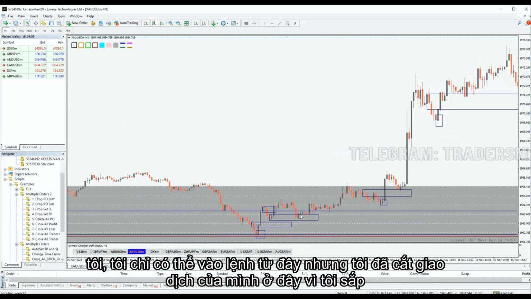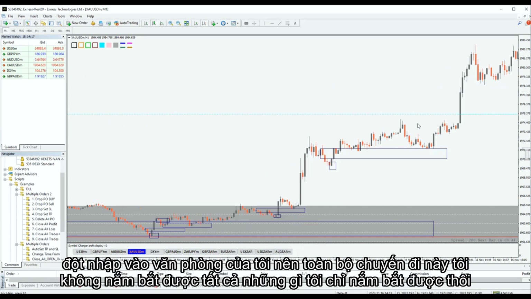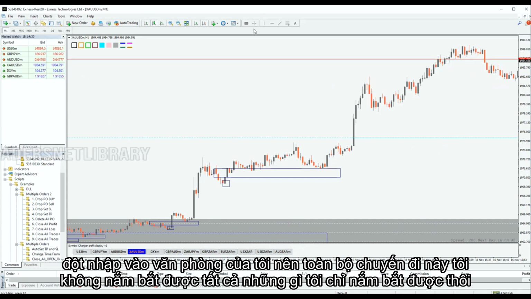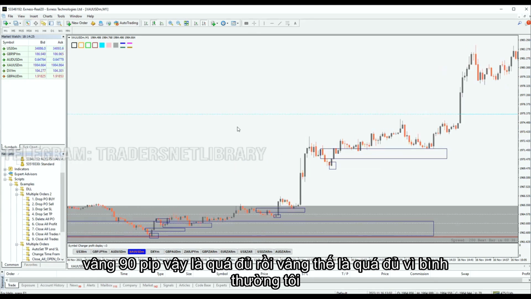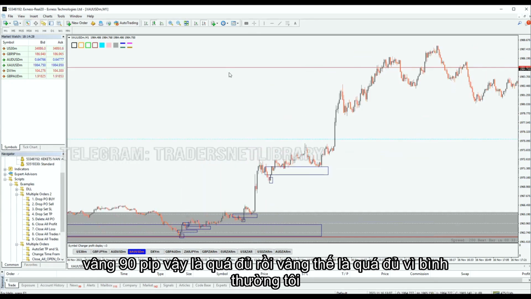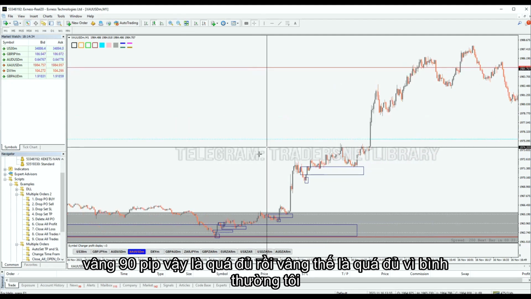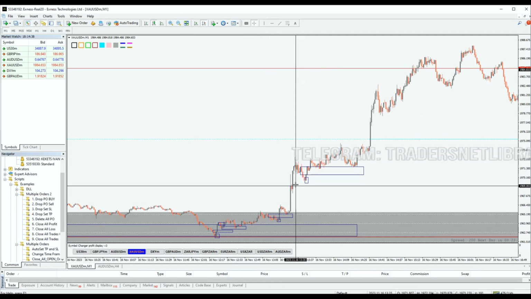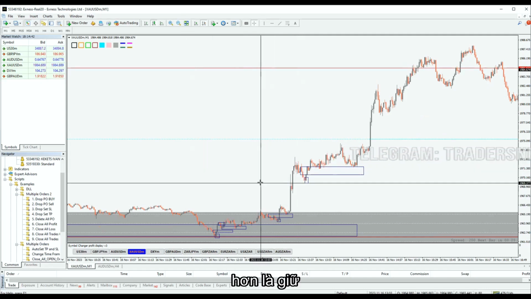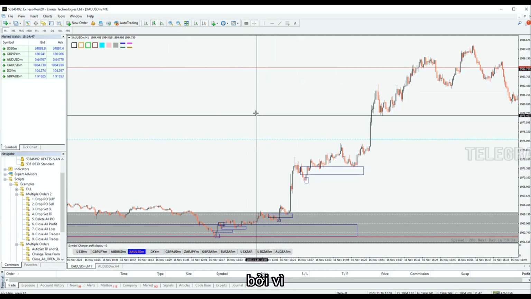I was only able to enter from here, but I cut my trade here because I was about to knock off in my office. So this whole move I didn't catch it all. I only caught about 90 pips. That's more than enough, brother, because I normally go full margin. I'm a bit of a scalper rather than holding, so I'm not yet perfectly holding.